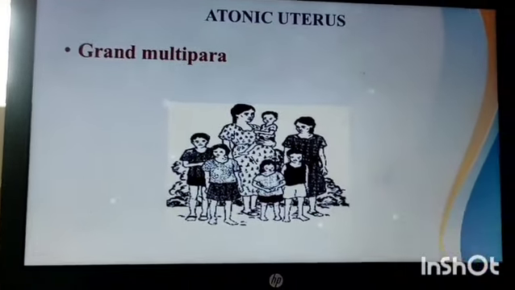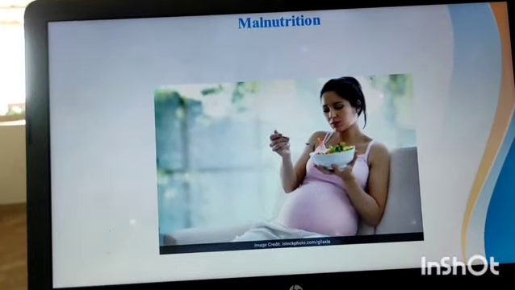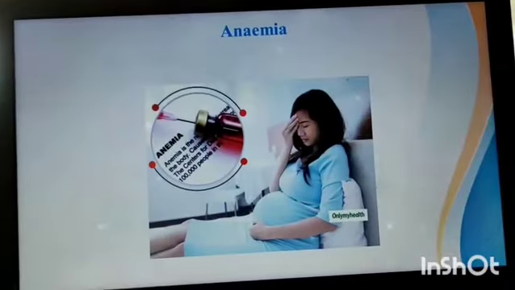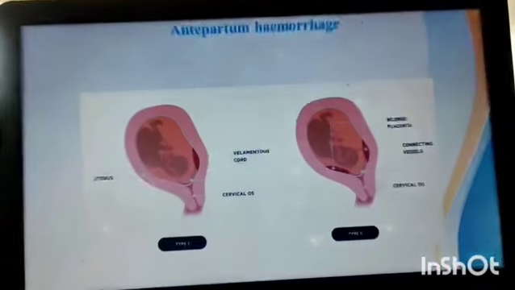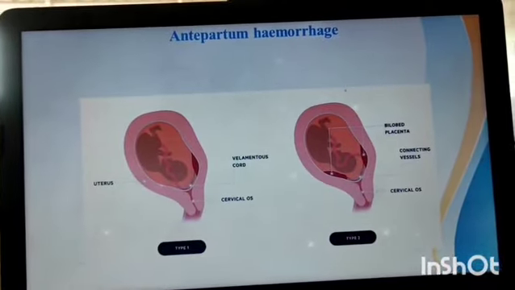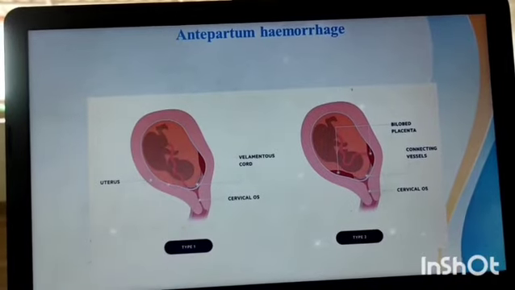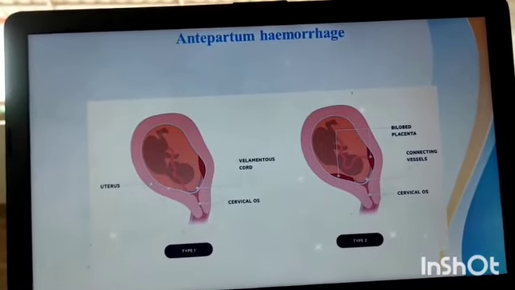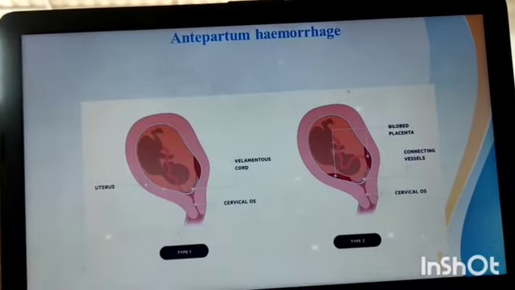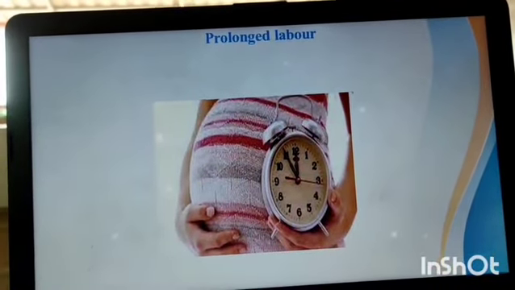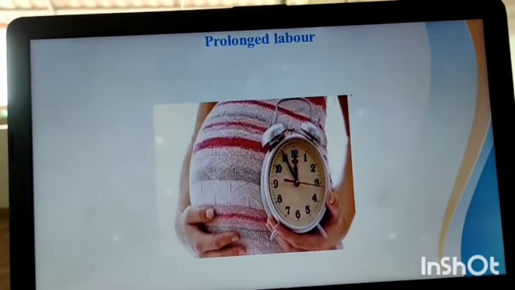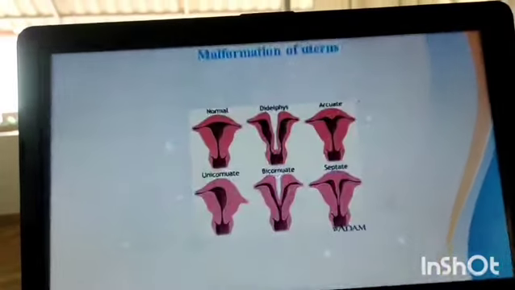In the atonic uterus, malnutrition will also cause postpartum hemorrhage. Then anemia: if the mother's Hb level is decreased, that will also cause postpartum hemorrhage. Then APH, antepartum hemorrhage. The bleeding occurs before delivery, that is APH. Next, prolonged labor. If the labor is prolonged, that will also cause postpartum hemorrhage.